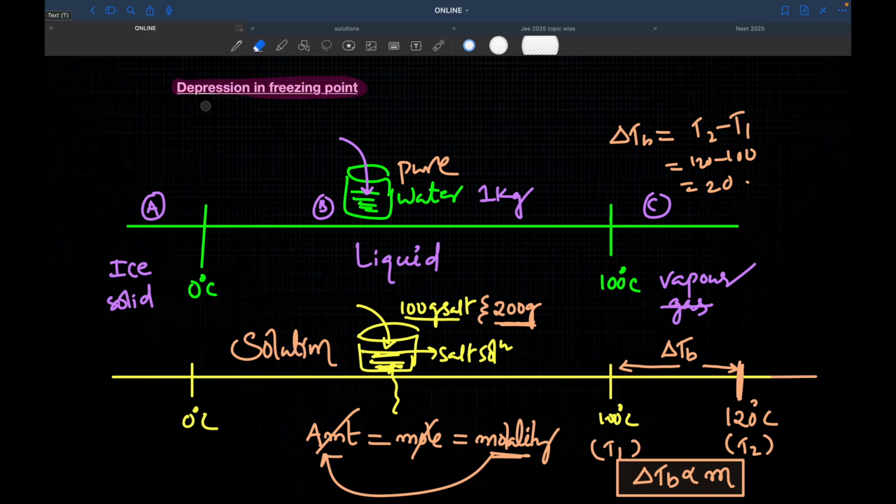Decrease. Decreases. This is what you call depression in freezing point.